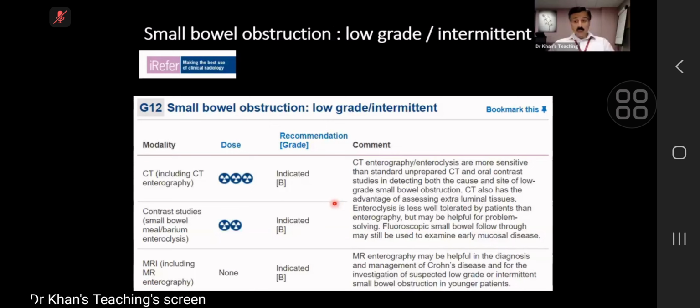And finally, again on the RCR, I refer small bowel obstruction, low grade or intermittent. And here, intermittent means what we call subacute. Low grade, intermittent, subacute, all are words which can be used interchangeably. And what happens is that you can do other kinds of studies like CT enteroclysis and CT enterography, MR enterography. I will come back to these when we will cover small bowel.